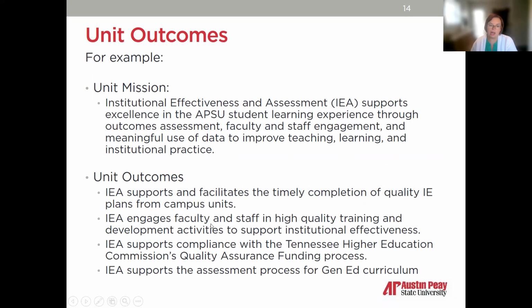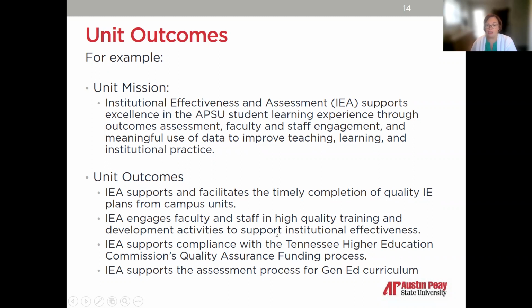So if you read through the outcomes, you'll see that in my office, we do several things and I have personnel related to each of those things. So for instance, Gina McCullough is our QAF coordinator. So that's a major service for which I have an employee. So we have actually a whole outcome here related to the QAF process.